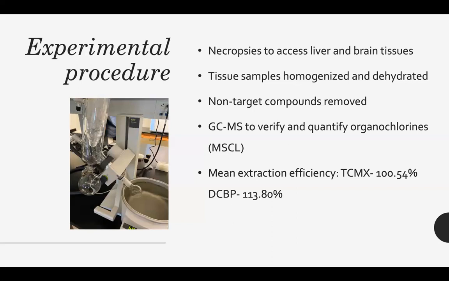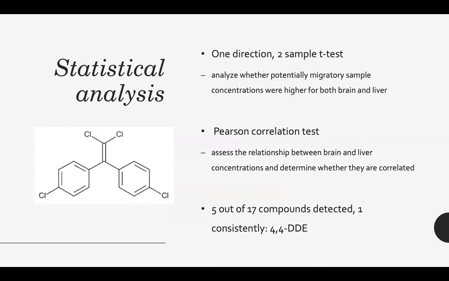Acceptable recovery rates are within 80 to 120%, so as you can see, our recovery rates fell well within that range. We statistically compared the mean values of each organochlorine pesticide using a one-tailed, two-sample t-test, analyzing concentrations of liver and brain samples separately. A correlation between brain and liver tissue concentrations was determined using the correlation coefficient.